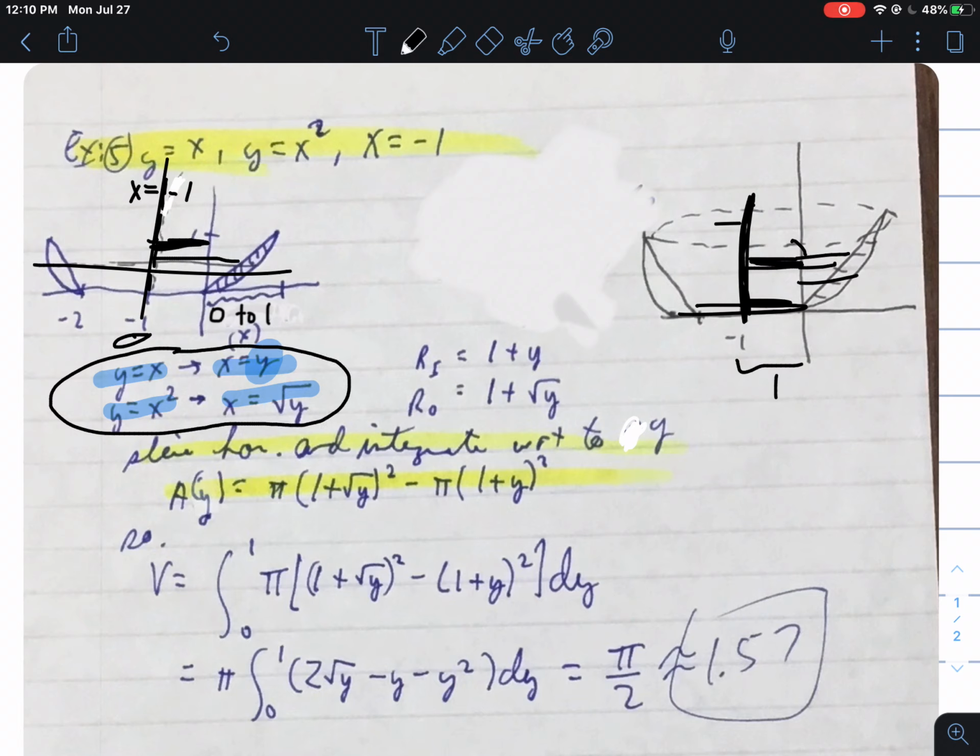Okay. So then my inner radius would be 1 plus our y value. My outer radius would be 1 plus our square root of y. Okay. And again, the 1 is coming from this distance. This is y. This is square root of y. All right. But again, that's the hard part. Once you have that, then you're plugging everything into your formula, right? Area of the outer circle minus area of the inner circle.